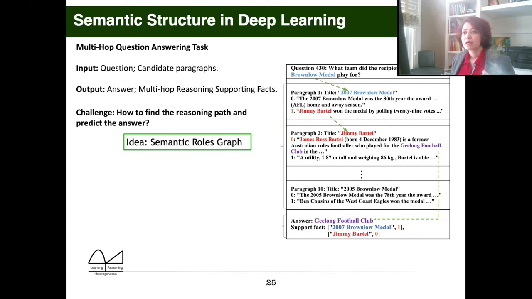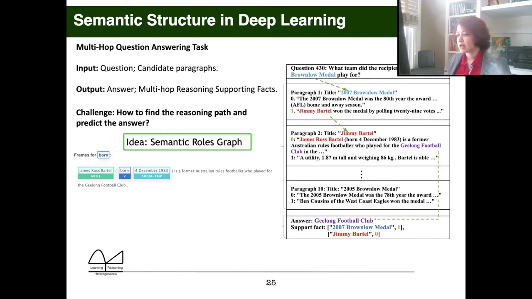So the idea that we followed here was how we can use the semantic roles and the graph structure of the language to solve this problem. What I mean by semantic roles, for the people who don't have a background in language, is that we have a semantic role labeling task that tries to say what the predicate is. Given a sentence, it says what the verb, or we call it the predicate, is, and what the arguments attached to that verb are. For example, the subject is argument one, or the object is argument two.